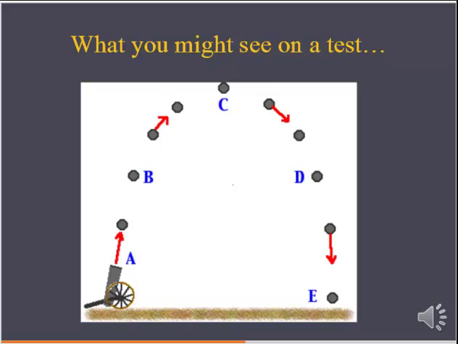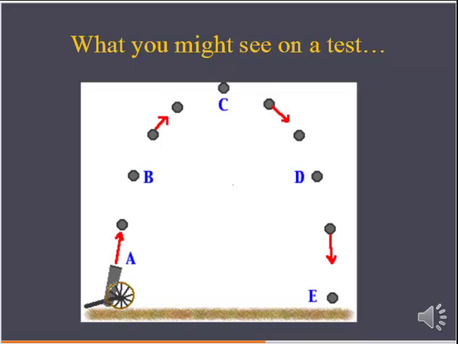Teachers also like to use diagrams like this one on tests. So you may even see this. You've got a cannon shooting a cannonball in this diagram. Other teachers will use pictures of someone shooting a basketball, or somebody throwing a baseball, or you can think about it like the Angry Bird flying across the screen on your phone. They all follow a similar motion path.